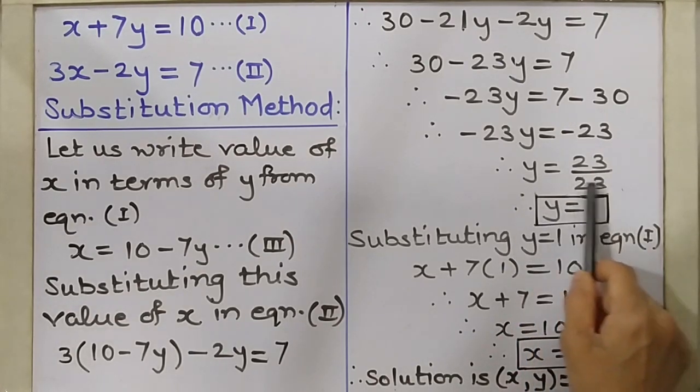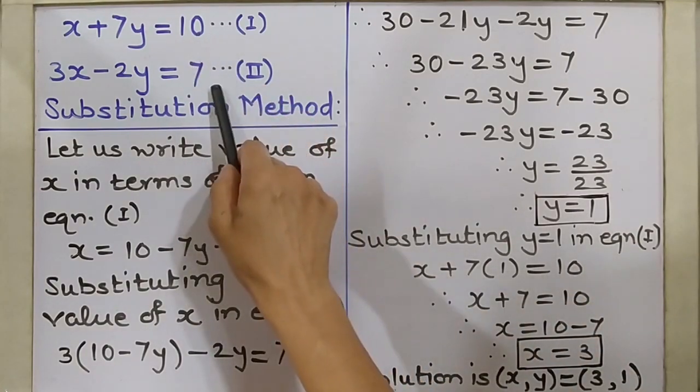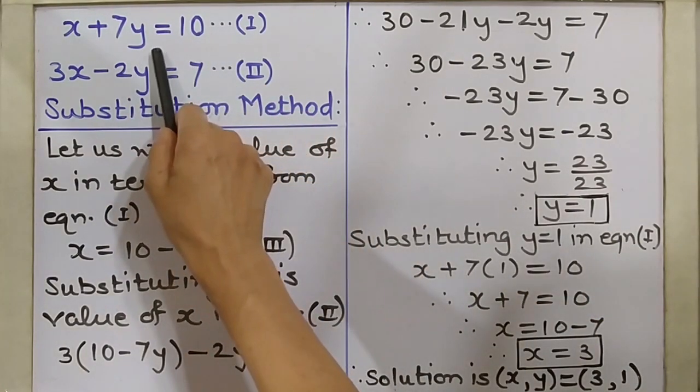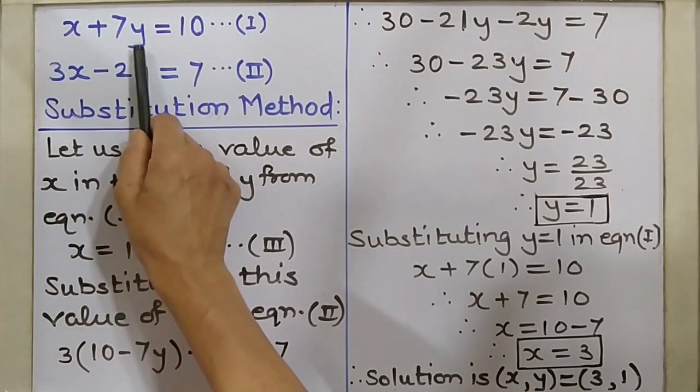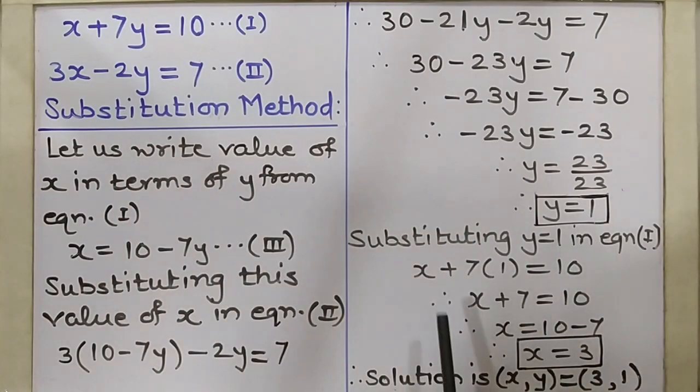Substituting this value of y in any of the equations, I'll substitute this in the first equation. So my first equation becomes x plus 7y. Instead of y, I'll write 1. My equation becomes x plus 7 into 1 is equal to 10. So this becomes x plus 7 ones are 7, equal to 10. Plus 7 will go to the other side of the equal to sign. It will become minus 7. So x becomes 3. This is the solution. The solution is x, y is equal to 3, 1.